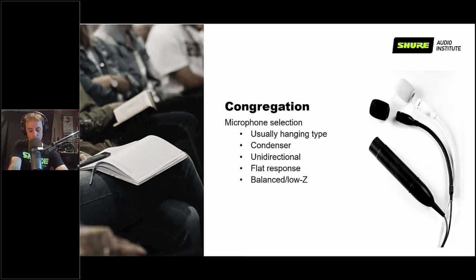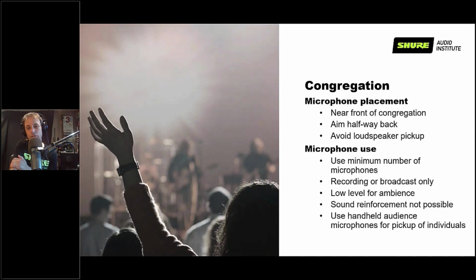Another thing we get asked about quite often is microphones for the congregation. That again is actually going to be very similar to what you would mic a choir with. However, I have to reiterate this over and over again, that this should only be for capturing the sound of the congregation for broadcast or recording or webcasting. If you try to put microphones on the congregation and reinforce that through the loudspeaker, it's a recipe for feedback, because the microphones are typically in the ceiling too close to the loudspeakers, far away from the congregation, because you're trying to pick up a whole lot of people, and feedback will almost definitely occur.